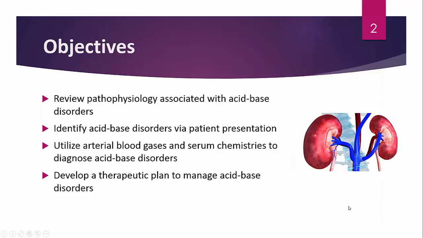Our objectives today will be to review the pathophysiology associated with acid-base disorders, so essentially how these acid-base disorders come about. We'll identify acid-base disorders via patient presentation. On day 2 of this talk, we'll focus more on utilizing arterial blood gases and serum chemistries to diagnose acid-base disorders. And today we will develop therapeutic plans to manage acid-base disorders. So essentially we'll be focusing mainly on objectives 1, 2, and 4. And we'll save objective 3 for day 2 of our acid-base talk.